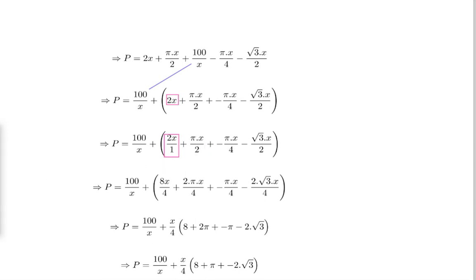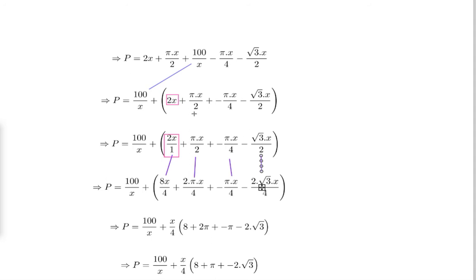And so how do I do that? Quite simply, pi x over 2, I can write as 2 pi x over 4 by multiplying the top and the bottom by 2. The 2x over 1, how do I make the 1 a 4? Well, multiply top and bottom by 4. I'll have 2 times 4 is 8, and 1 times 4 is 4, so I have 8x over 4. Minus pi x over 4, I don't have to change, it's over 4. And this is minus root 3x over 2. Well, if I multiply top and bottom by 2, this will be 2 root 3x, over 2 times 2, which will be 4.